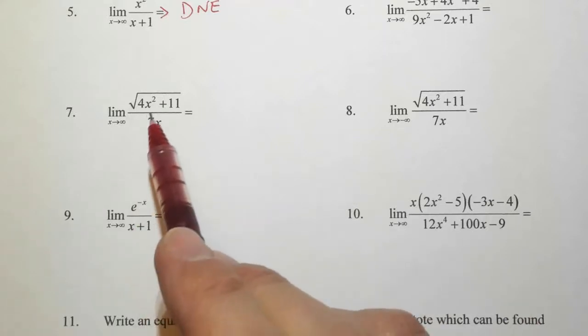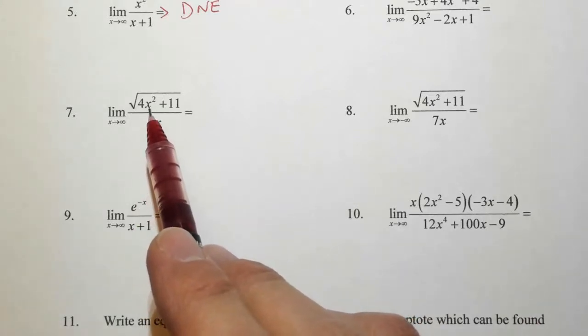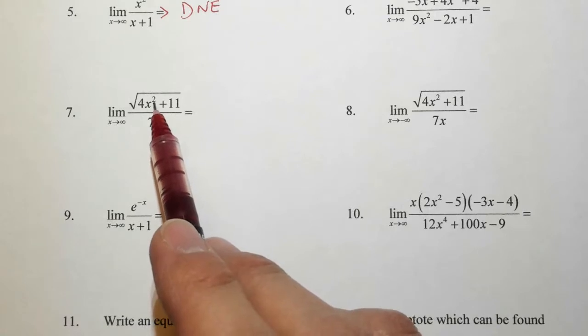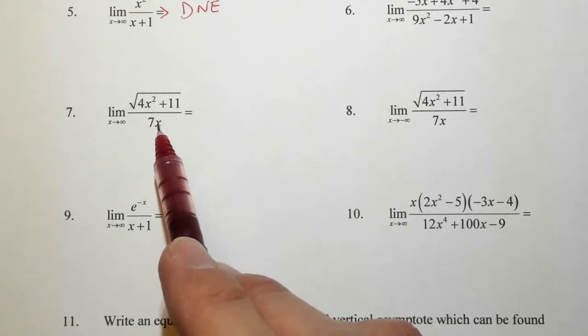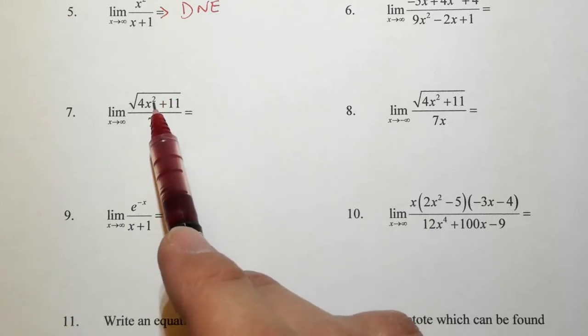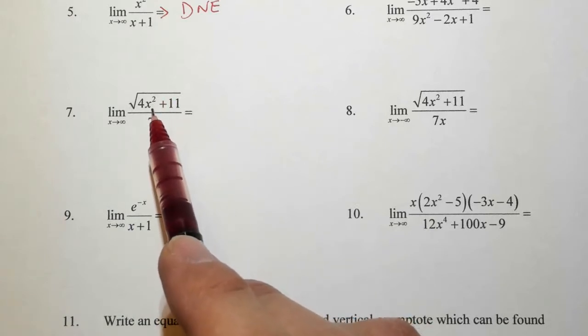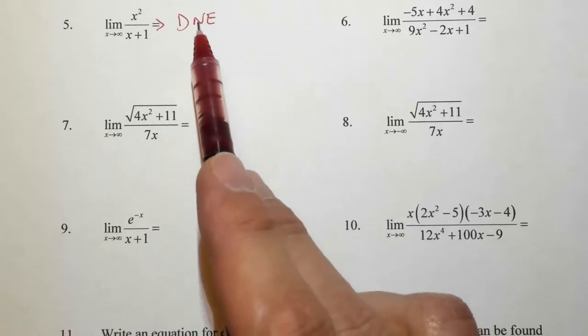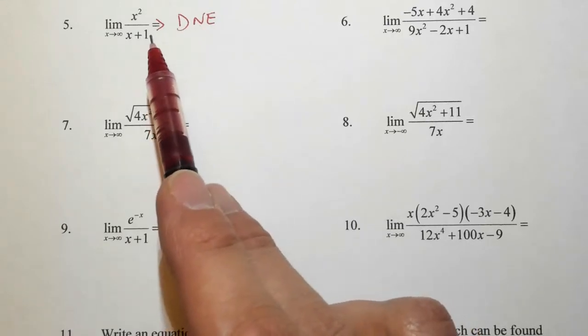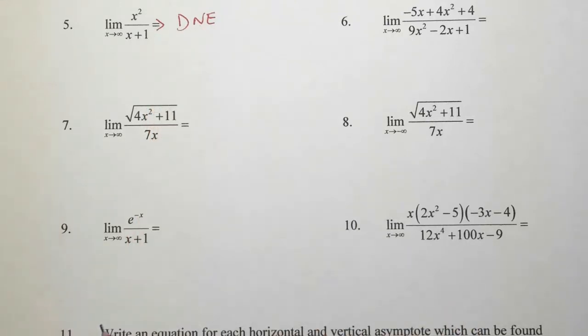With problem number 7, again, we're looking for the highest exponent. We see a square right here. We see a linear term right here. So it seems like upon initial inspection, the highest exponent is in the numerator only. And our answer should work out to be that it does not exist, like was the case for problem number 5. But this is another trick.